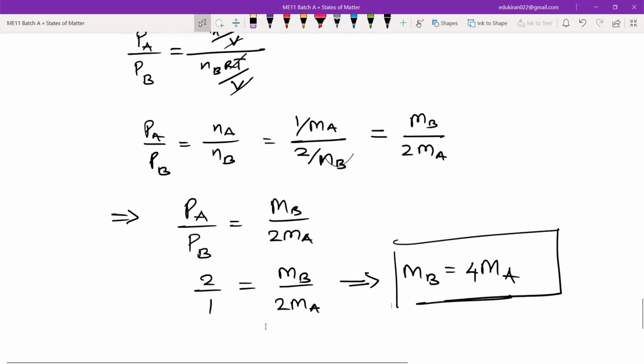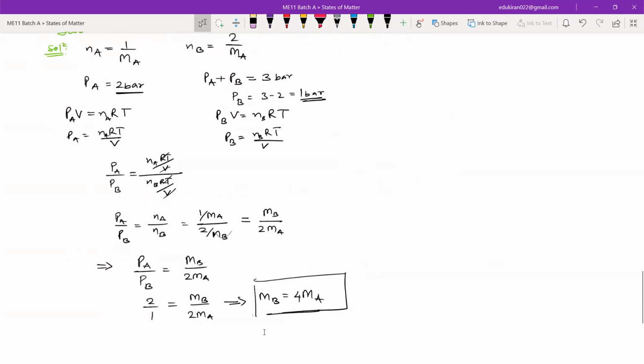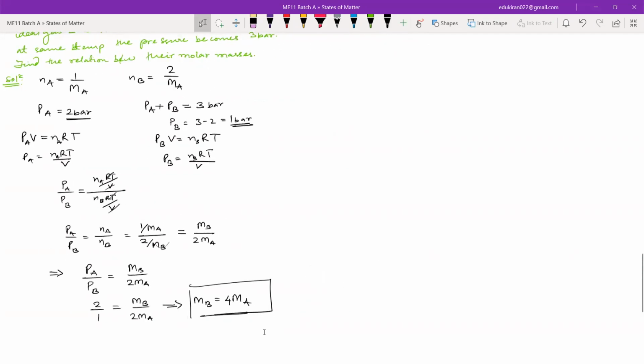Okay, so let me just scroll. Pressure B is 3 bar. No, PB is 3 minus 2, right? Total pressure was when we had already added B. Yes, yes. Got it?